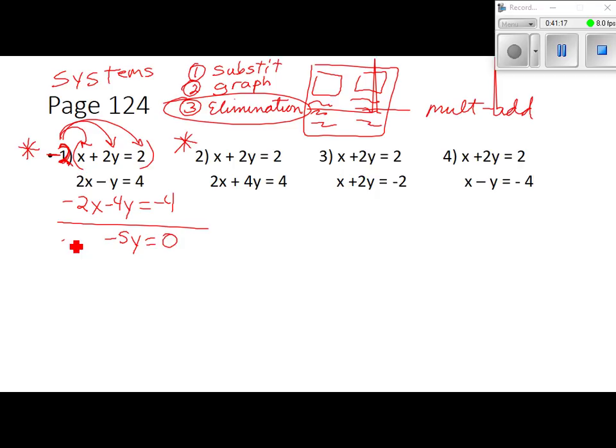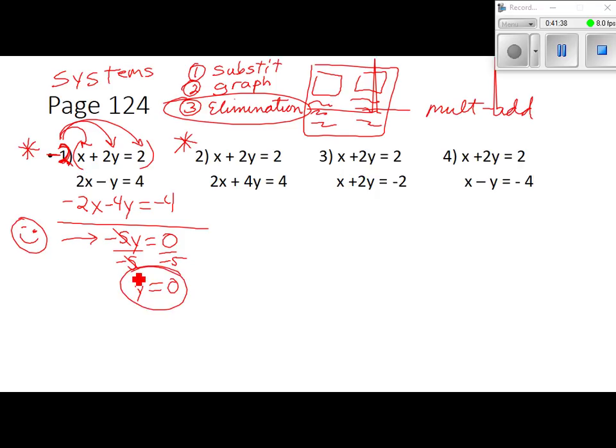What's nice about this new equation? How come when I look at it, I have a smile on my face? It's real simple. There's only one variable in it. What do I do to solve it? Divide by negative 5. What's y equal? Zero. That's part of our answer.